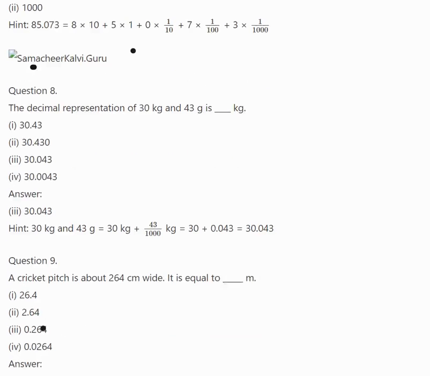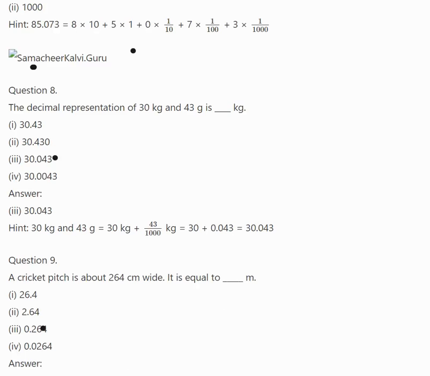Next. The decimal representation of 30 kilogram and 43 gram is dash kilogram. So write 30 kilogram and 43 grams. 1 kilogram equals 1000 grams, so after the decimal we need 3 digits, right? So just divide 43 by 1000. 43 by 1000 is 0.043. So the answer is 30.043. Yes. Next, a cricket pitch is about 264 centimeter wide.